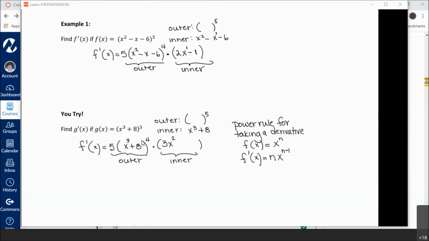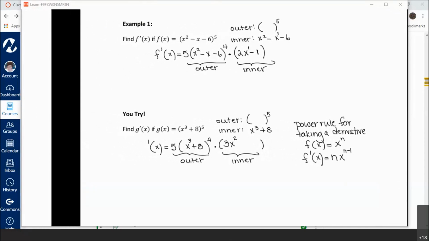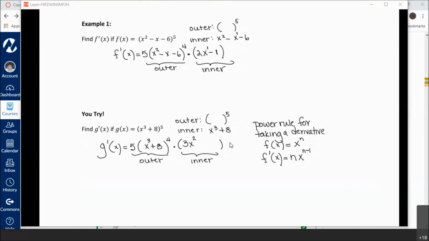Okay, and again, just to remind you, this function g prime here, which is 5 times x cubed plus 8 to the 4th times 3x squared, will generate the slopes of tangent lines to the function g as we move around it at various x values. So this will generate the rates of change of this starting function. That's why I want g prime.